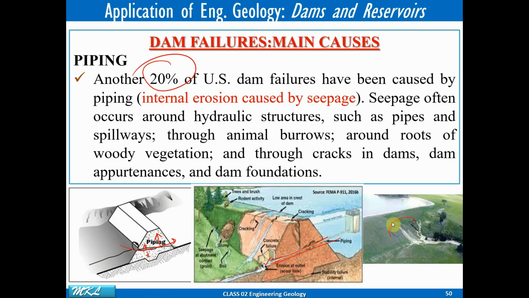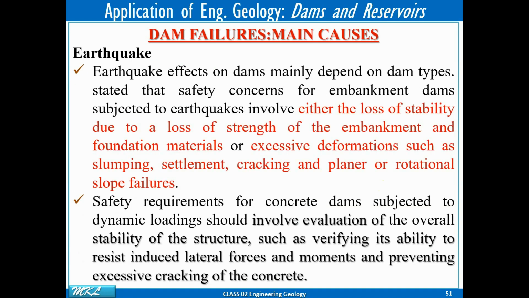Like I said, seepage often occurs around hydraulic structures such as pipes and spillways, through animal burrows, and around the roots of woody vegetation. There are several reasons for piping, such as cracks in the dam. Due to this piping, internal erosion caused by seepage reduces the stability and integrity of the dam, and dam failures happen. These are some common, simple explanations of how dam failures generally happen.